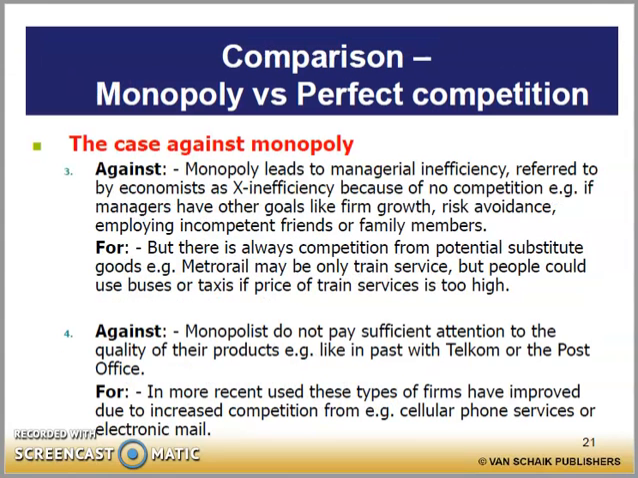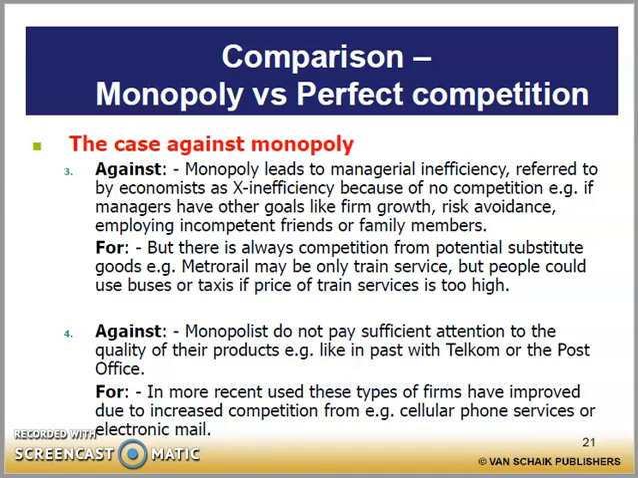Another argument against monopoly is that it leads to managerial inefficiency. Under perfect competition, all firms are forced to produce as cheaply as possible to avoid bankruptcy. But monopolies are not forced to be efficient. So if there is no competition, inefficient, high-cost firms can basically survive under those conditions. Economists call this X-inefficiency, and it occurs, for example, if managers have other goals that conflict with cost minimization.